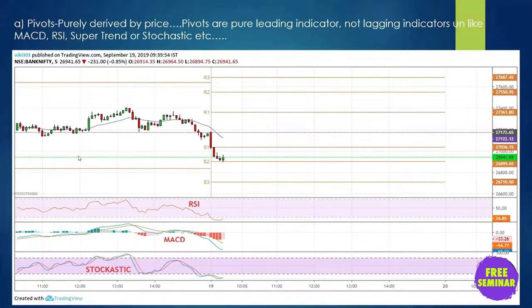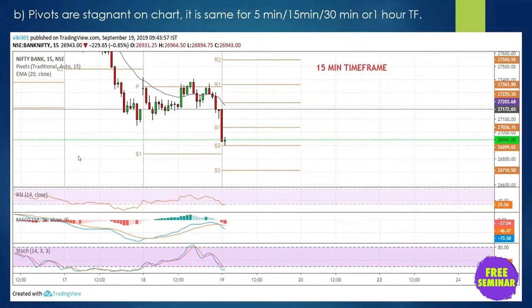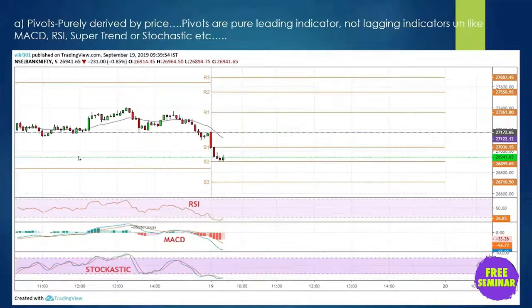That is the confusion that comes with indicators, because indicators can give different signals. RSI can tell you buy, MACD can tell you sell, stochastic can be neutral, and you'll get confused, right? Not only that, on every time frame indicators can give you different indications also. That is another confusion. That is why I am not a big fan of indicators. I trust pivot points. Why do I trust pivot points?